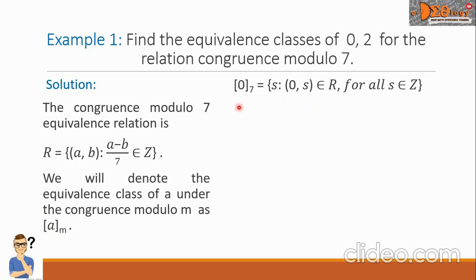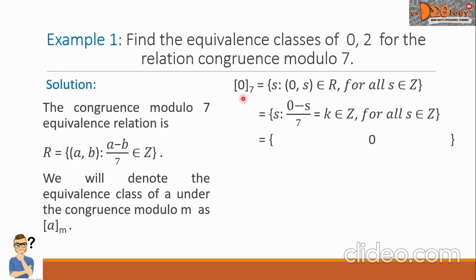Likewise, this equivalence class is defined like this. The elements are S such that (0 minus S) over 7 equals K. This K is an element of Z, the integers, for all S an element of Z. Let us now write the elements of the equivalence class of 0.